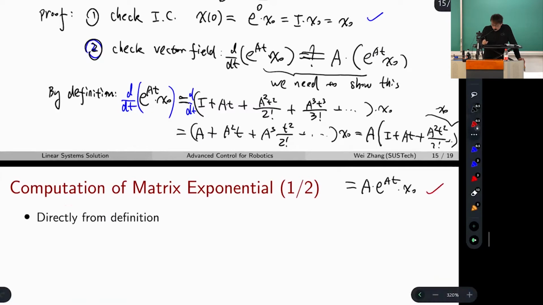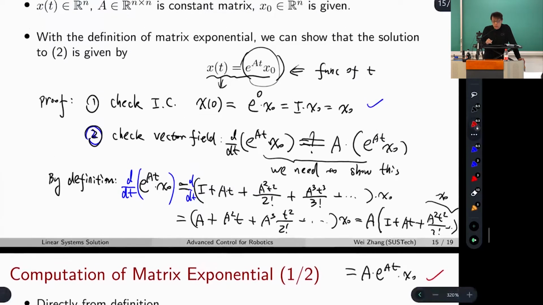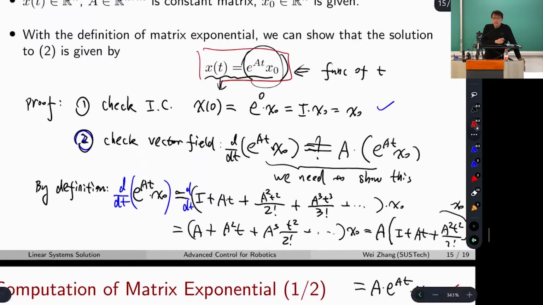Okay, so it satisfies the differential equation. So we can claim this is the solution because of the existence and uniqueness theorem. We find one, we check it satisfies, and we know that's the only one that can satisfy this equation. So that's our solution, and we proved it. If you take a typical linear systems class, they will spend a lot of time talking about this solution to linear differential equations. And we have a brief introduction to this part.